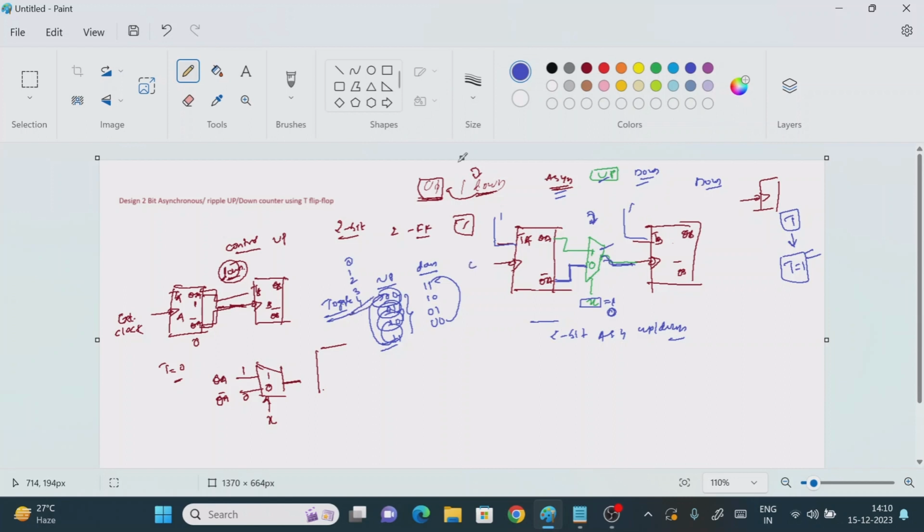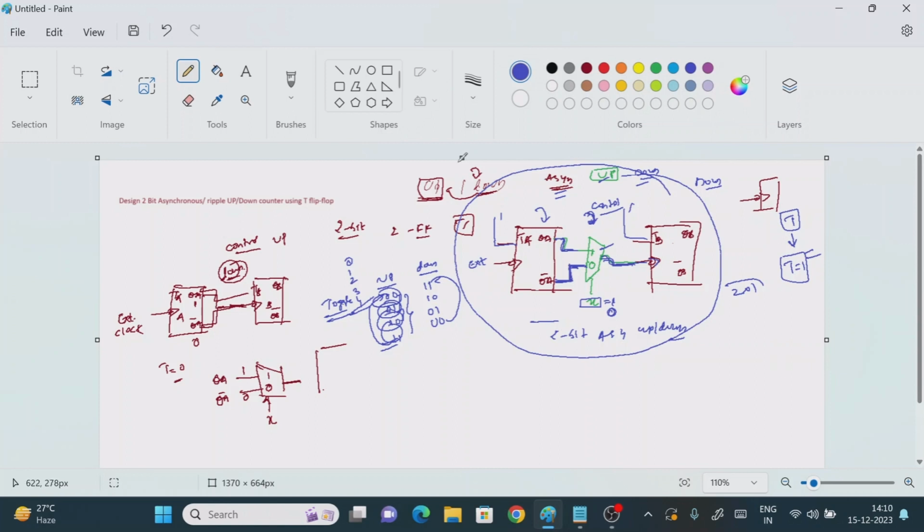So remember that the clock of the first flip-flop is nothing but the external clock pulse. The clock pulse of the second flip-flop is nothing but the output of the first flip-flop. If you want output only for up count, we connect the QA. If you want only down count, we take the QA bar. If you want both up count as well as down count in a single circuit, we need a control mechanism, which can be implemented by what? A 2 to 1 multiplexer, right? So this is the diagram for the 2-bit up down counter.